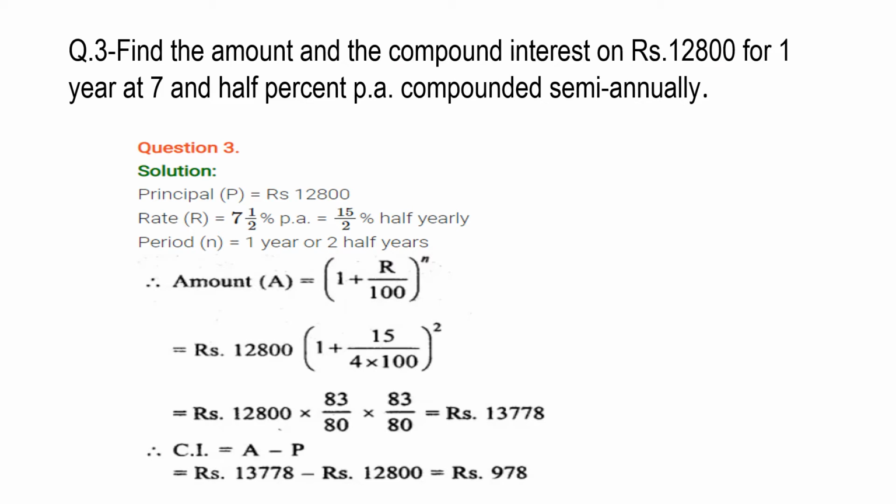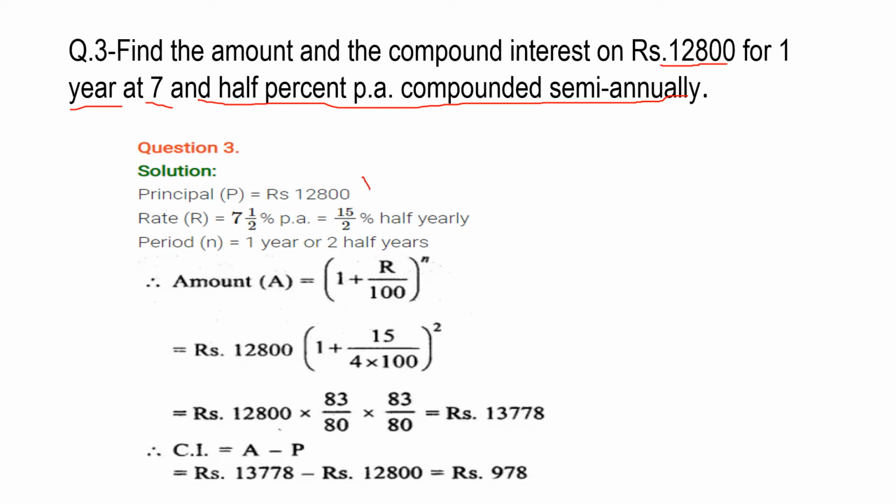Find the amount and compound interest on rupees. After 'on', there must be principal only. But I told you that after 'to', the digits would be amount. But after 'on', the digits will be principal. So 12,800 is principal and time is 1 year at 7.5% compounded semi-annually. Again, semi-annually is the same thing as half yearly, right? The same thing it is.